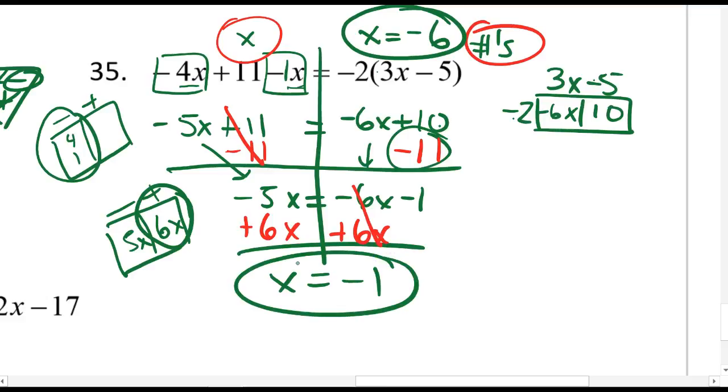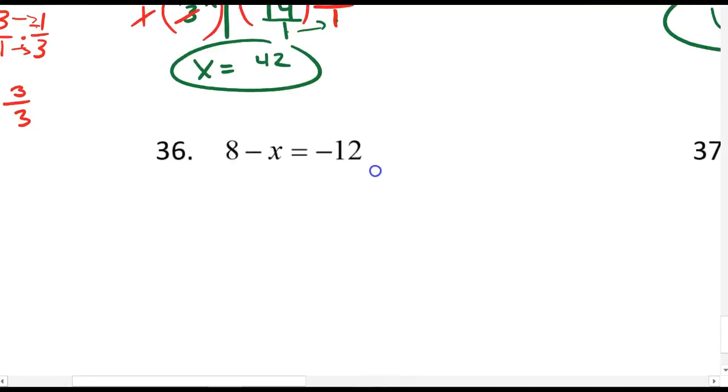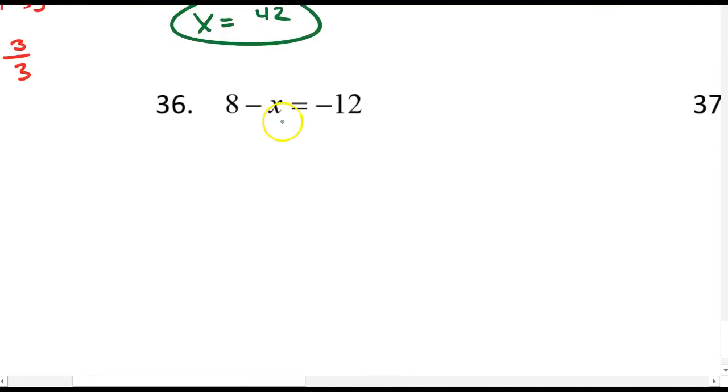Okay? So we had to do a couple things here. We had to simplify each side. First, I combined like terms on the left. I multiplied or distributed on the right. Then the next one, we isolate the variable first by getting rid of the terms that don't belong on each side. Subtract 11 here, then added 6x over here, and then we got our answer. Okay, 2 more.